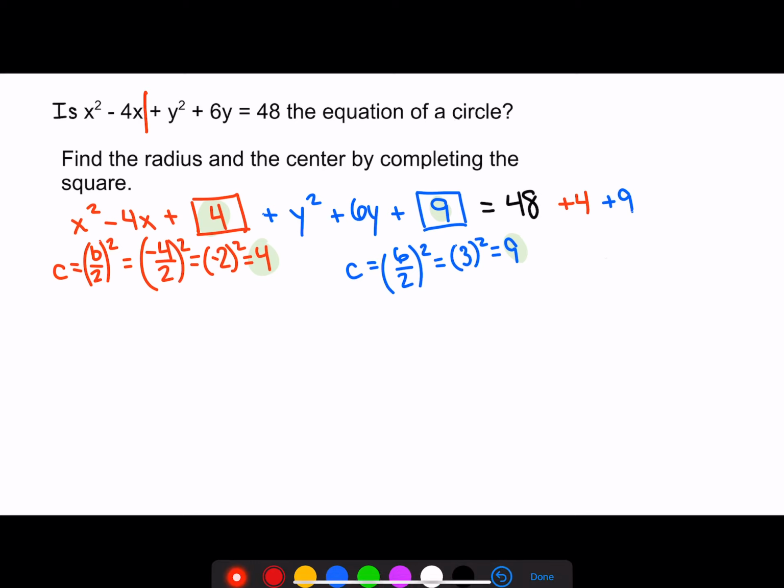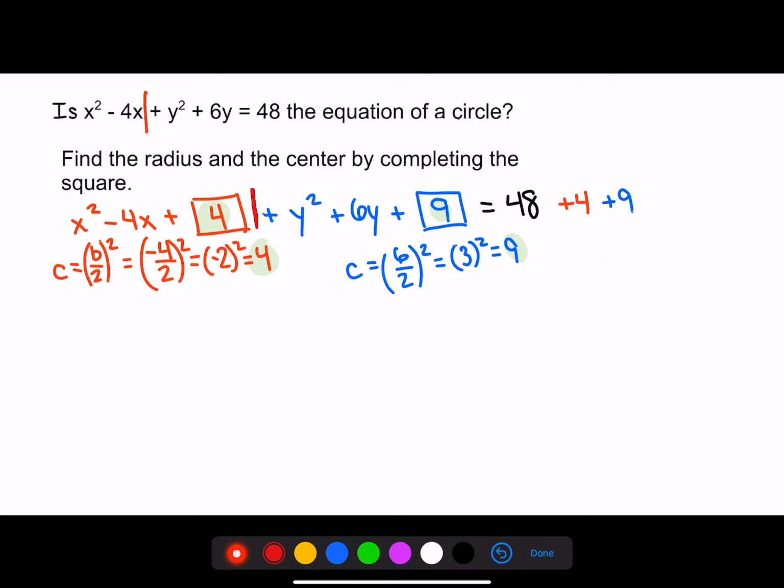Here's my line drawn once again. I now have x squared minus 4x plus blank plus y squared plus 6y plus blank equals 48. Now I complete the square with each of these boxes, and I'm going to keep them separated. So, again, I have two boxes on the same side of the equation. I'm going to start with the red first.